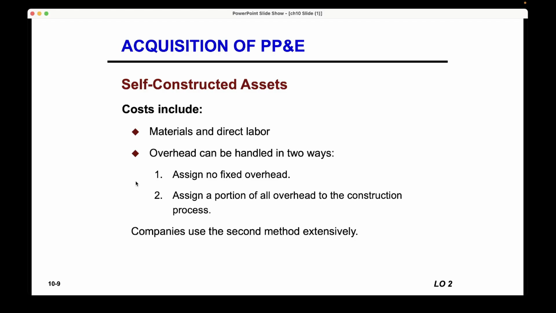Option number two, which is more widely used, is to assign a portion of all overhead to the construction process. This method allocates a fair share of overhead costs to the asset, ensuring that the financial statements reflect the actual investment made in constructing the asset. So in practice, most companies adopt the second approach because it provides a more accurate reflection of the asset's cost on the balance sheet. This ensures that overhead costs are properly absorbed into the value of the assets being constructed.